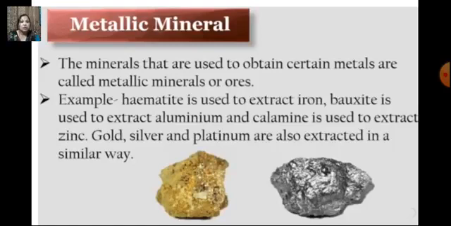rests in the north-south direction. Bauxite is used to extract aluminium. It means that bauxite is the ore of aluminium, and calamine is used to extract zinc. Gold, silver and platinum are also extracted in a similar way.